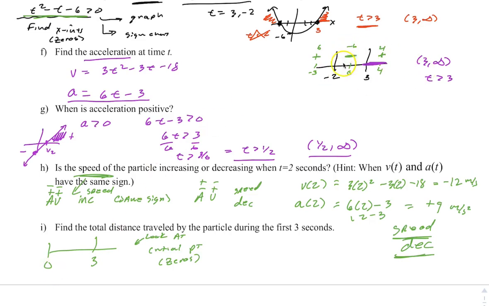Here's our sign chart up there. We got negative 2 and 3. I don't care about negative 2, that happens at t less than 0, so it doesn't matter. We start at 0 because the time starts at 0, and then we stop at 3. Since we want the first 3 seconds, and I don't have to worry about any critical points, I just have to find the distance traveled here. So how do we do that?